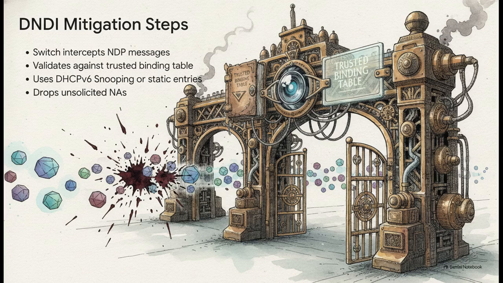The most critical action here is that if an unsolicited neighbor advertisement suddenly comes in on an untrusted port, the switch automatically drops it, no questions asked. Deploying this across all your access switch ports is completely non-negotiable for a secure IPv6 architecture.